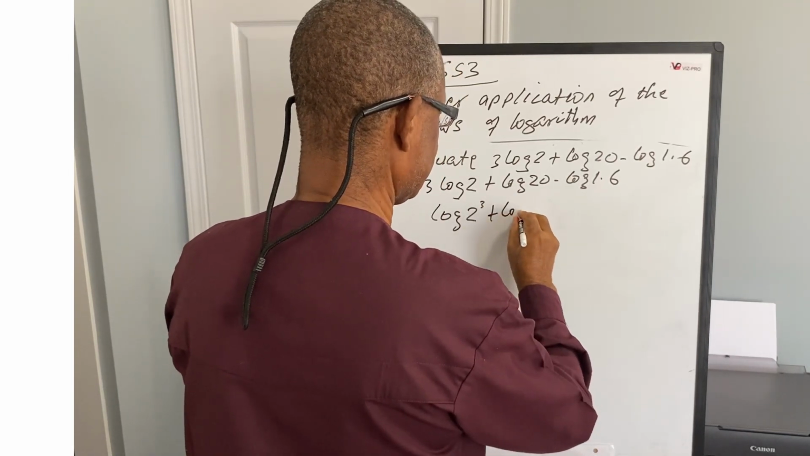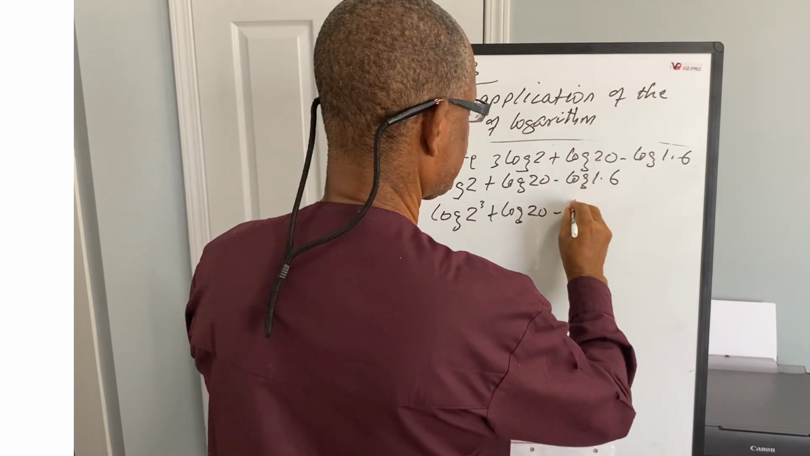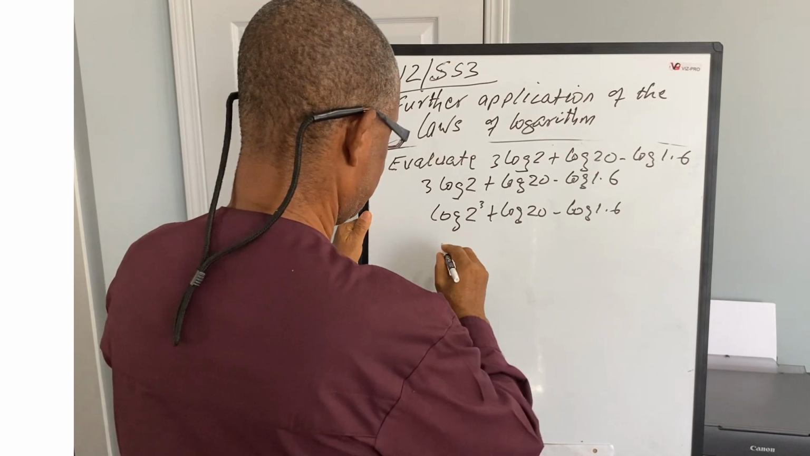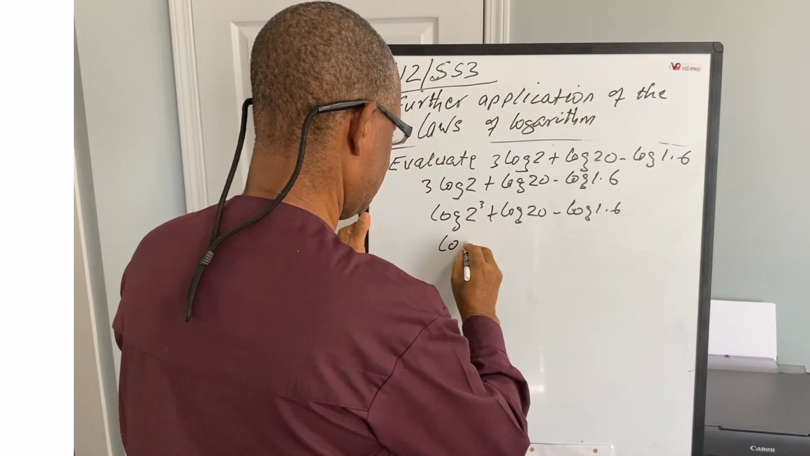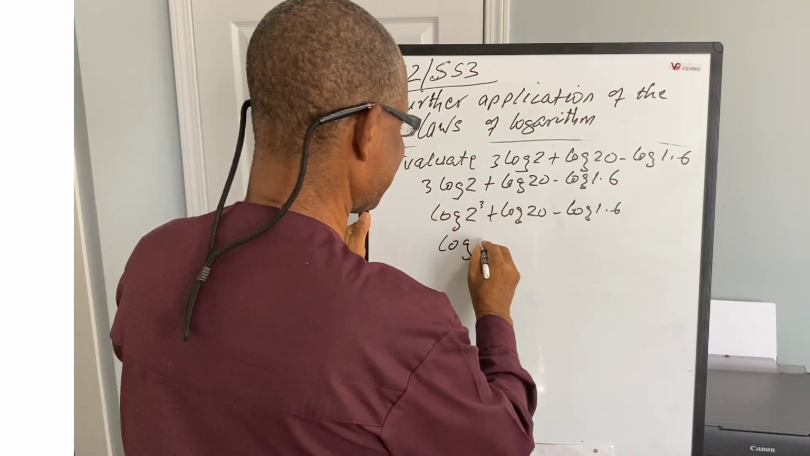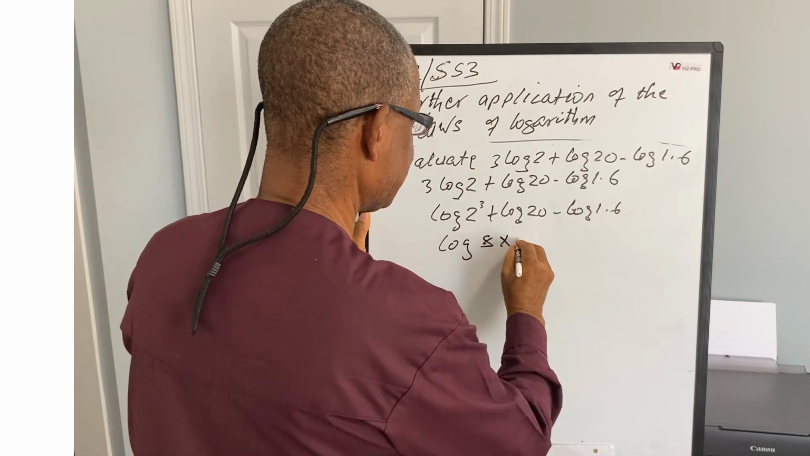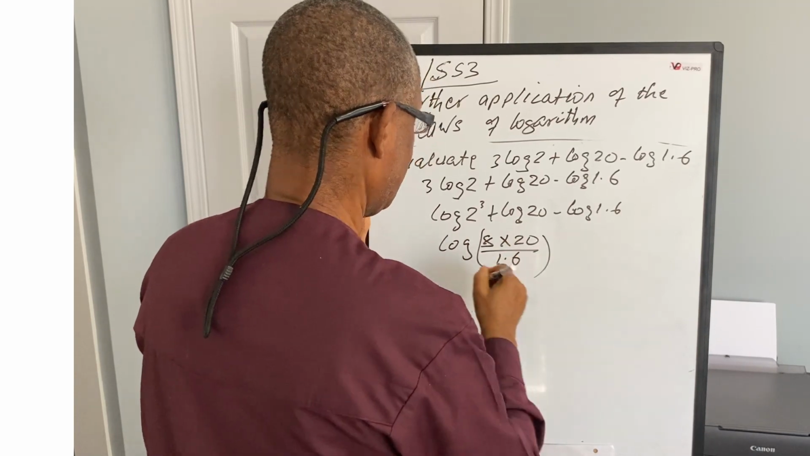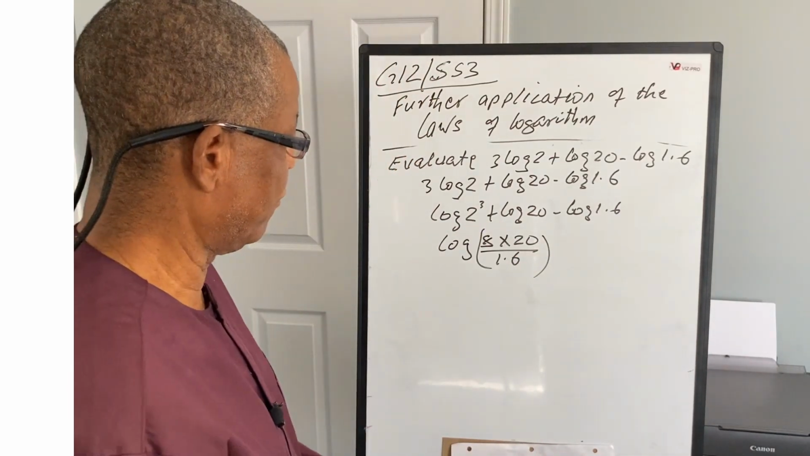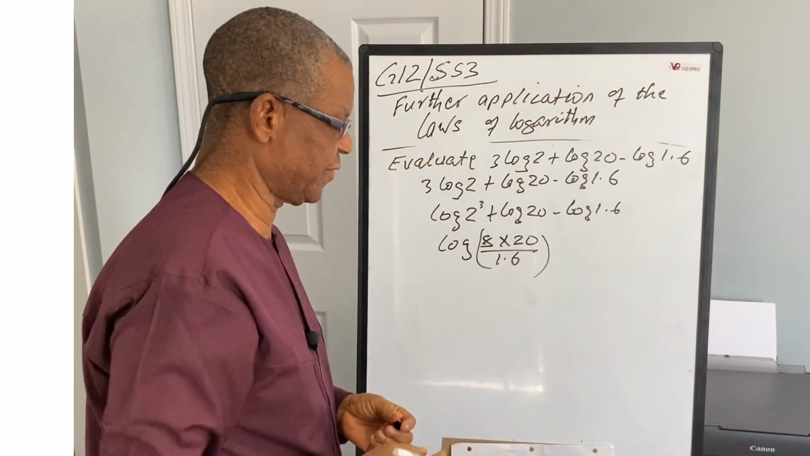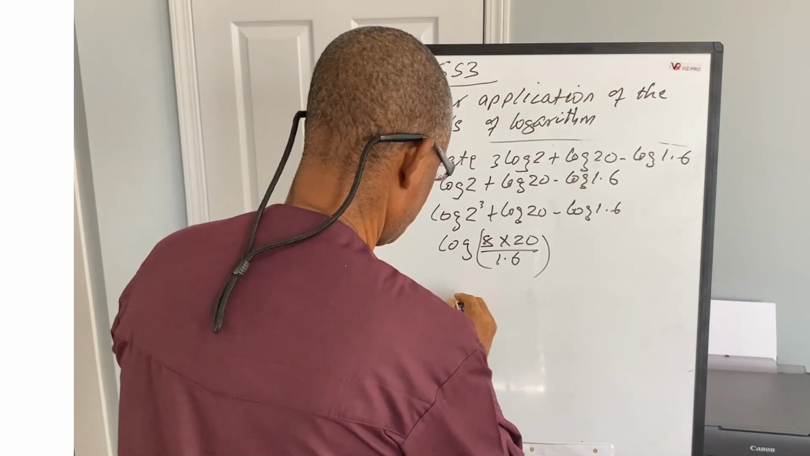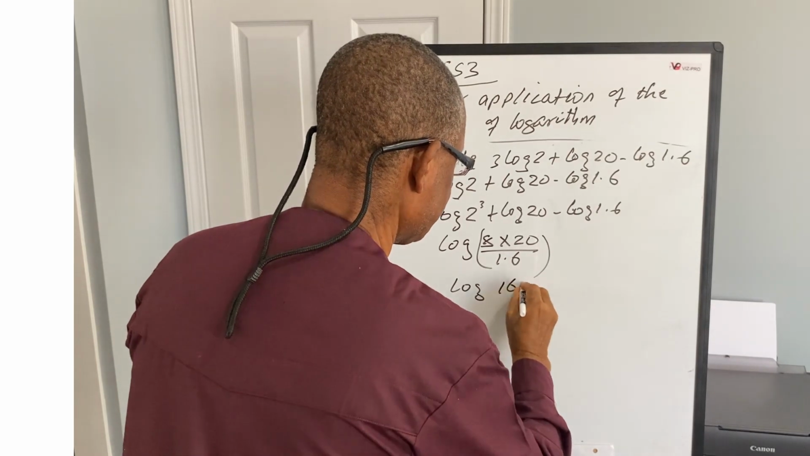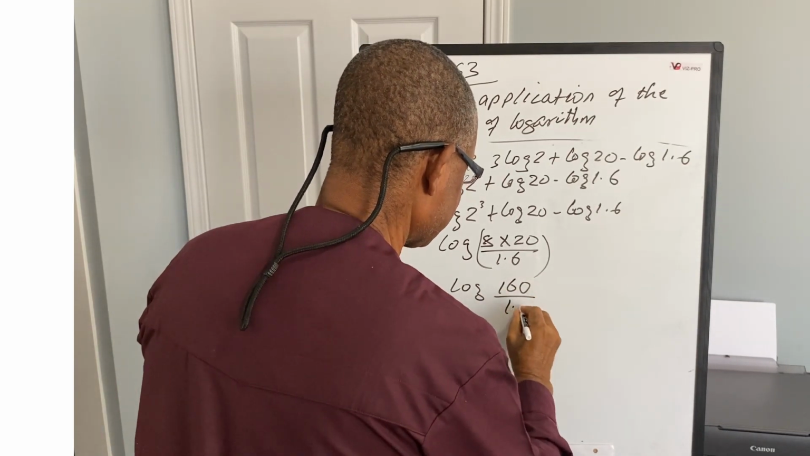plus log 20 minus log 1.6. That will be log of 2 raised to power 3, which is 8, times 20 divided by 1.6. Where we have addition, we multiply, or vice versa. Where we have subtraction, we divide. This will lead us to log of 160 over 1.6.